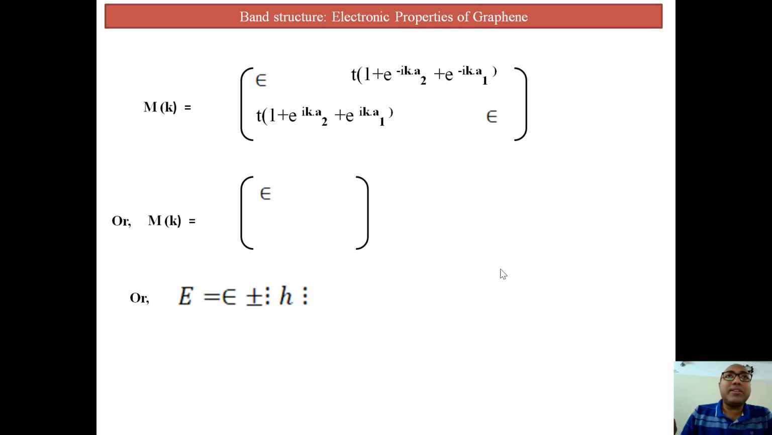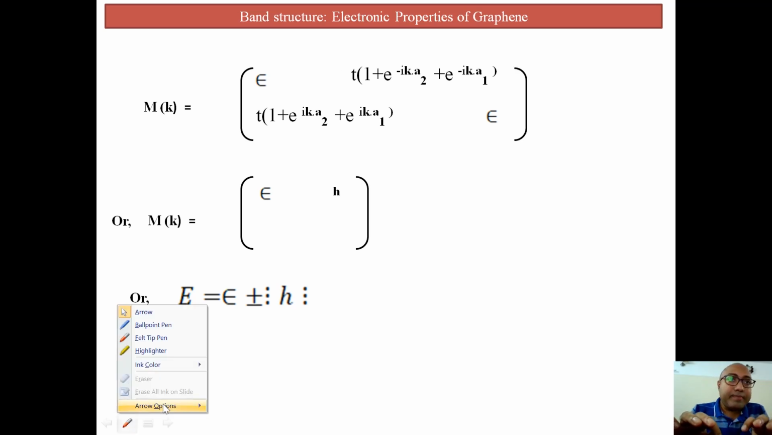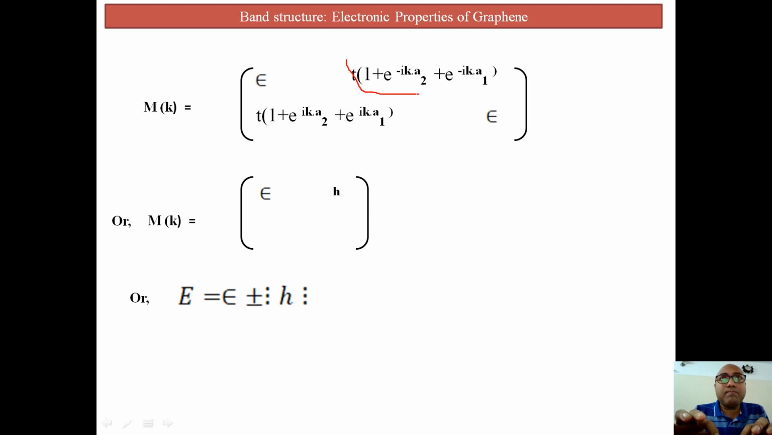Now what is actually the EK diagram? So let's represent the whole part. This whole part by H. So this is H and this is the complex component of H bar. So that's okay.